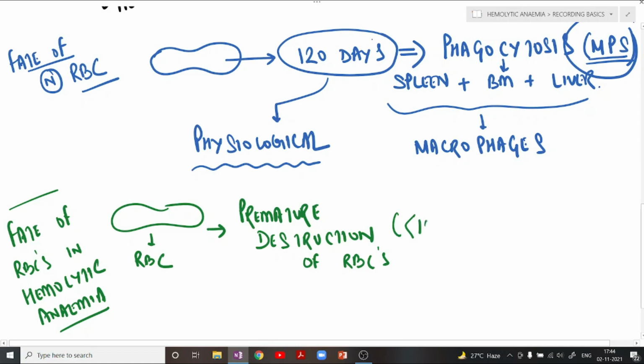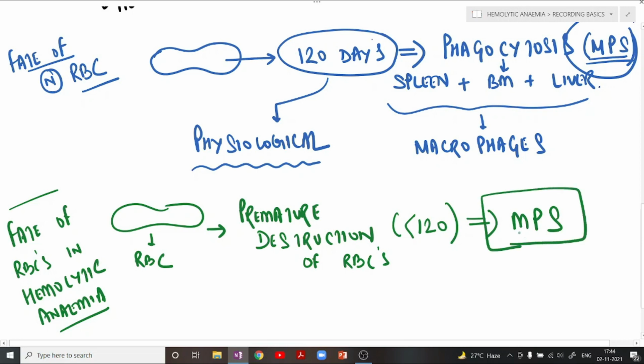That means in less than 120 days the RBCs are getting destroyed. And this destruction again is taking place where? It is taking place in the mononuclear phagocyte system. Now this mononuclear phagocyte system is outside the vessel, it is not in the vessel. So because the destruction is taking place in the spleen, liver and bone marrow, that is outside the vascular system, such type of premature destruction is also called extravascular hemolysis, EVH. I will just write it down.